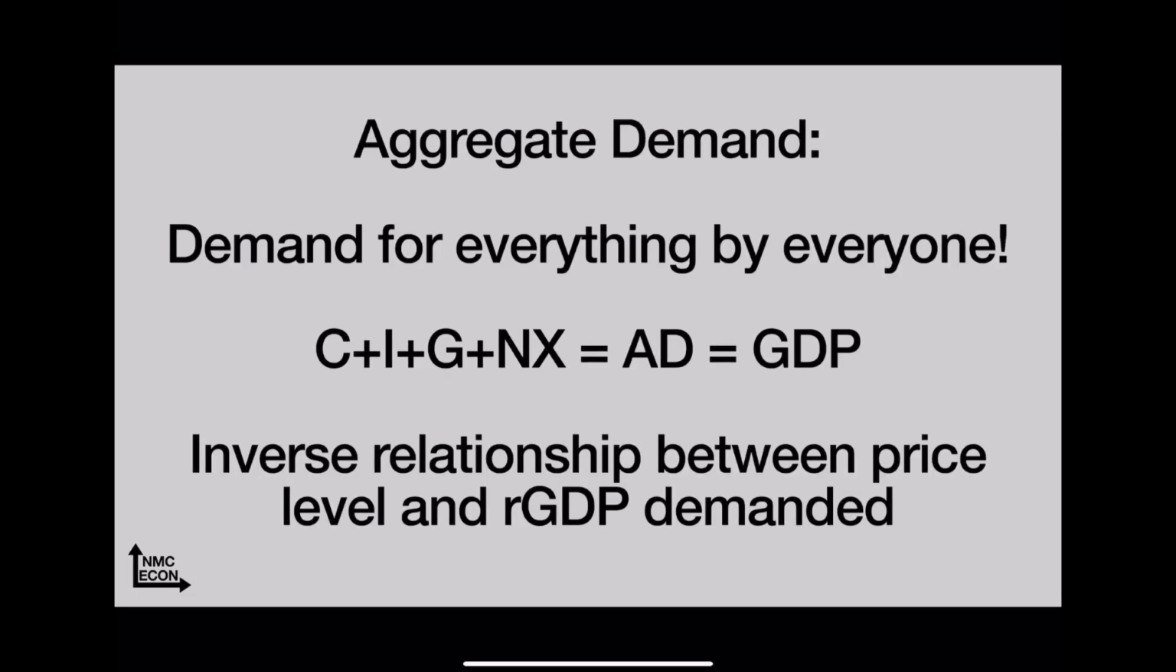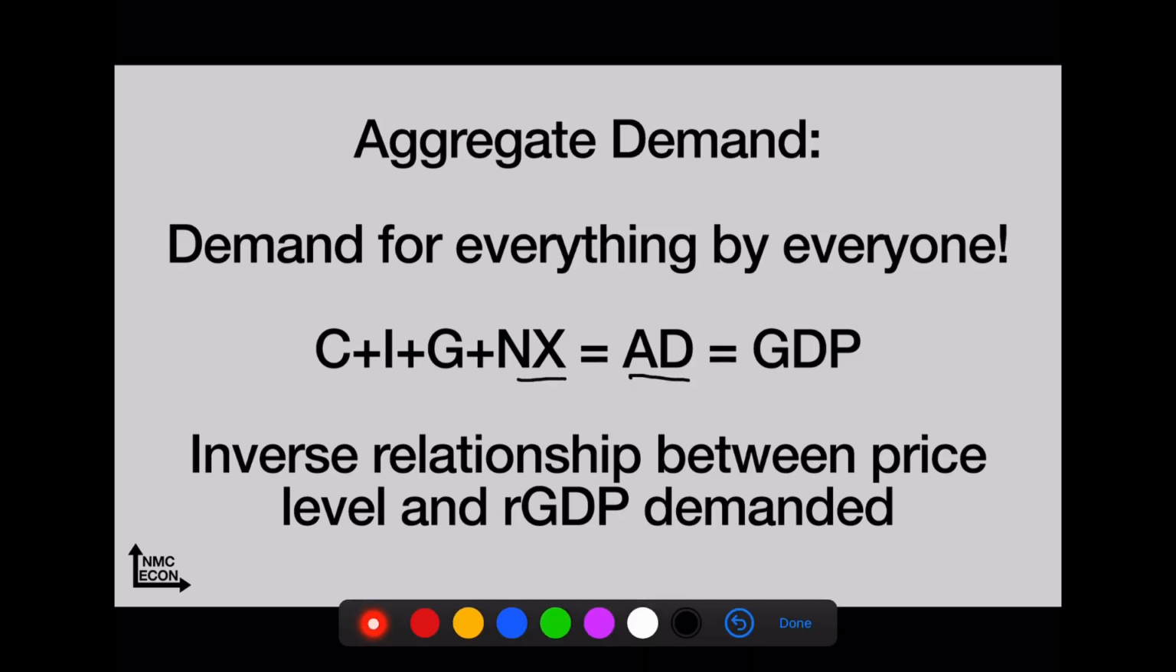Aggregate demand. You'll hear it a bunch. It's just the demand for everything by everyone. Consumer spending, investment spending, government spending, and net exports. That's exports minus imports. That gives you aggregate demand, and it's also equal to GDP. There's an inverse relationship between price level and our GDP demanded. That means at high prices, people don't want to buy very much stuff.